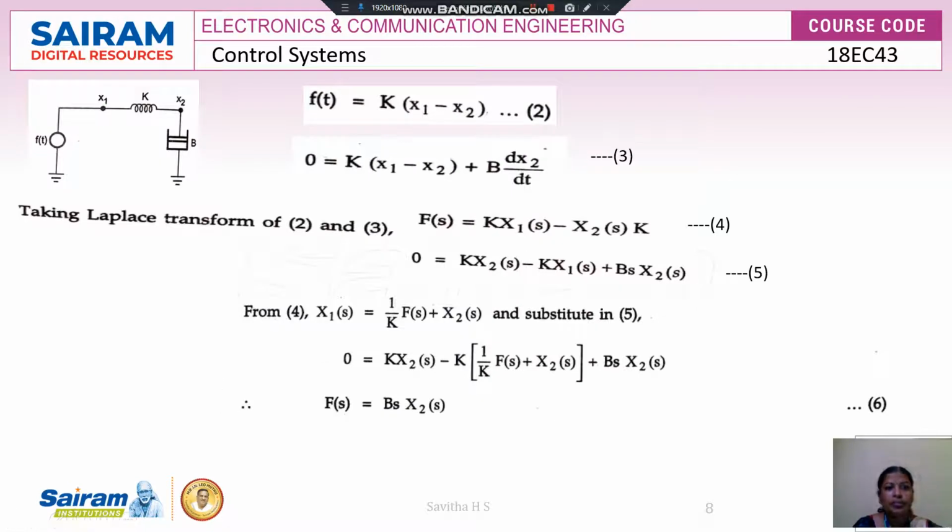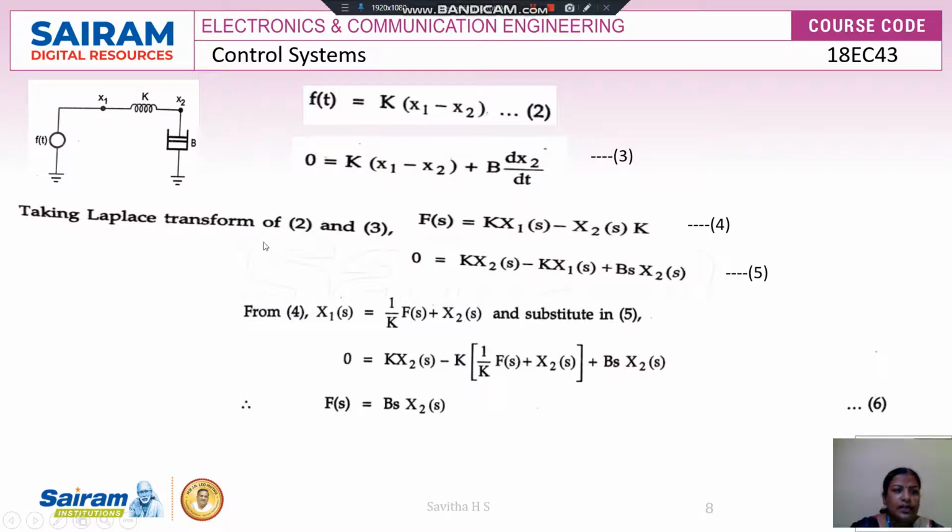Now next I am taking the mechanical system. For that I have written here the mechanical network with the two nodes x1 and x2. So f of t is equal to k into x1 minus x2 for the first node, and for the second node what I need to write is 0 is equal to k into x2 minus x1, plus b dx2 by dt.